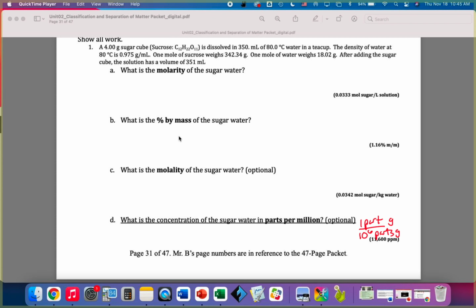I think probably the easiest way to do this problem would be just to leave it in grams, because when we did problem 1b, we have 1.16%. And that's by mass. So it would be 1.16 grams of sugar for every 100 grams total.